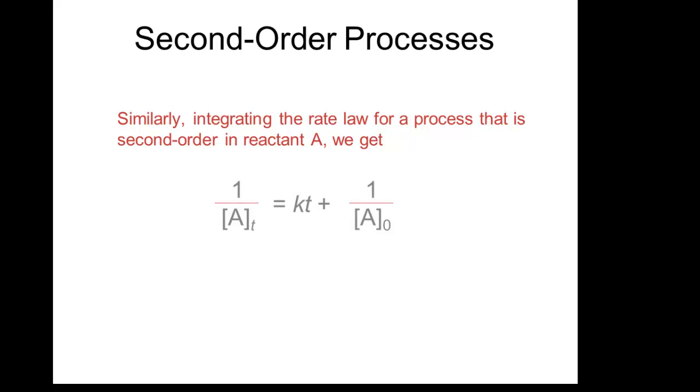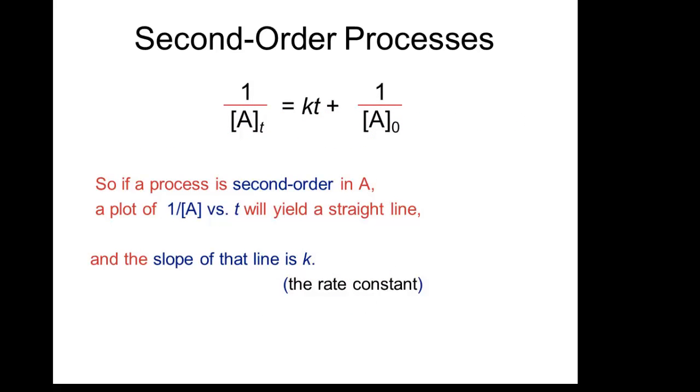Similarly, the integrated rate law for second order reactions also results in an equation that mimics y equals mx plus b. But this time it's a relationship between 1 over the concentration of A versus time. When we look at this graphically, a plot of 1 over the concentration of A versus time will yield a straight line with a slope of positive k, again the k being the rate constant.